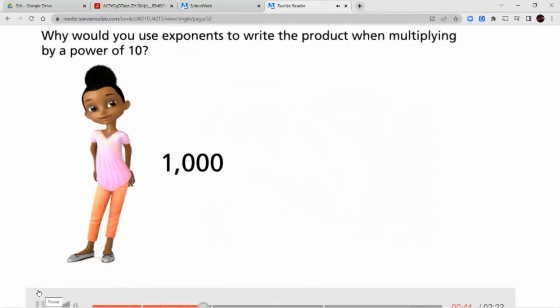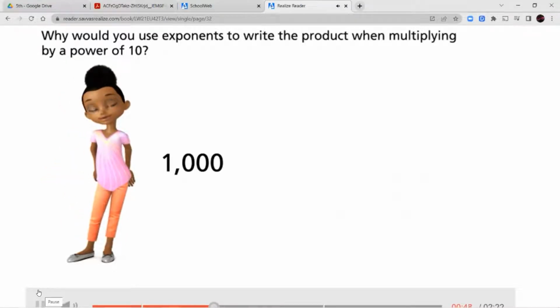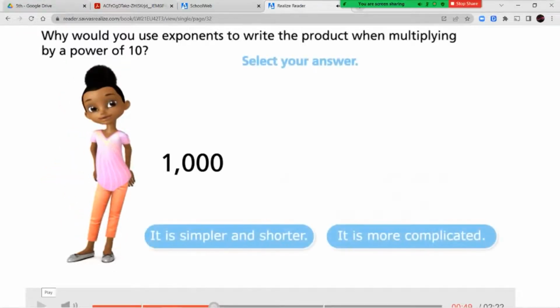Why would you use exponents to write the product when multiplying by a power of 10? Select your answer.